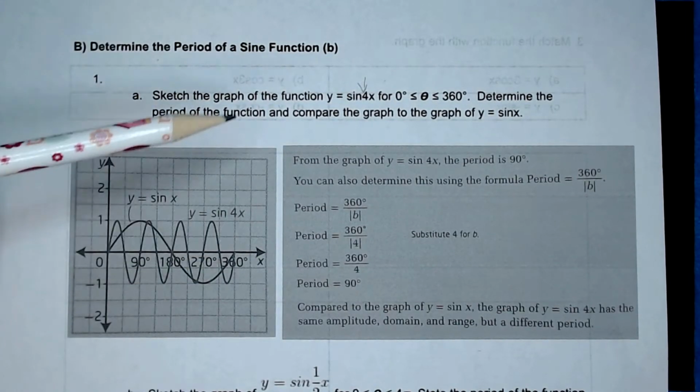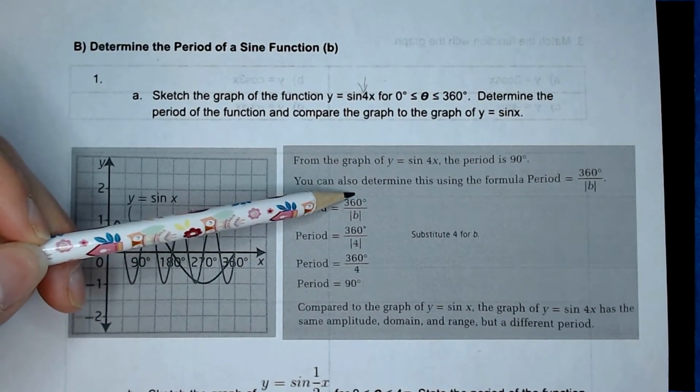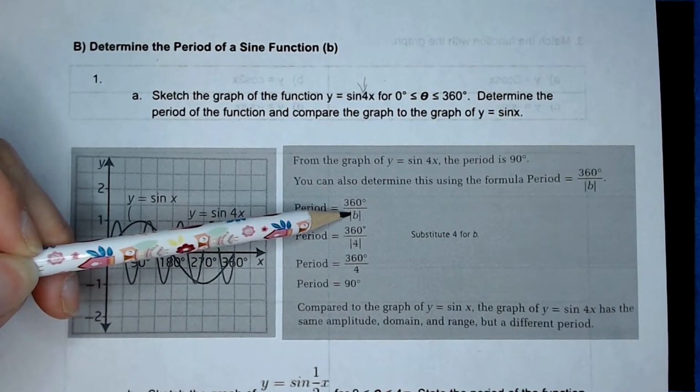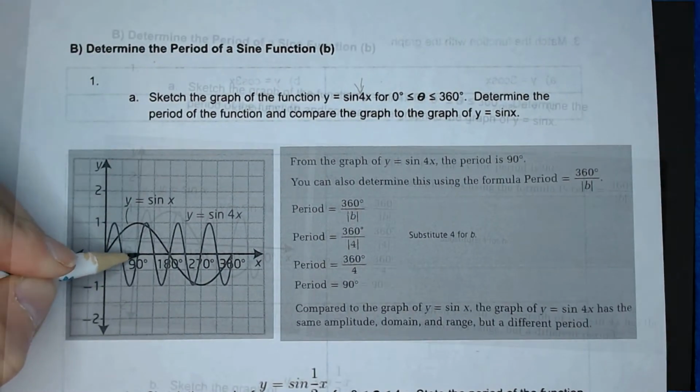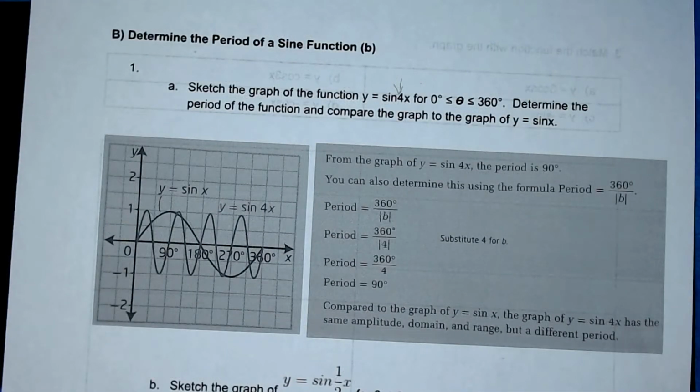Because it's in degrees, you're just going to take the 360 degrees divided by the number of times that curve repeats itself in the same domain.